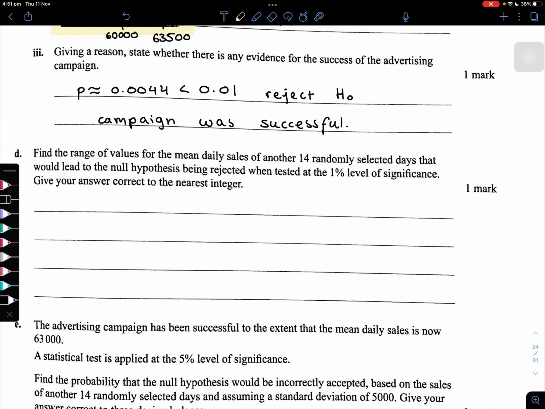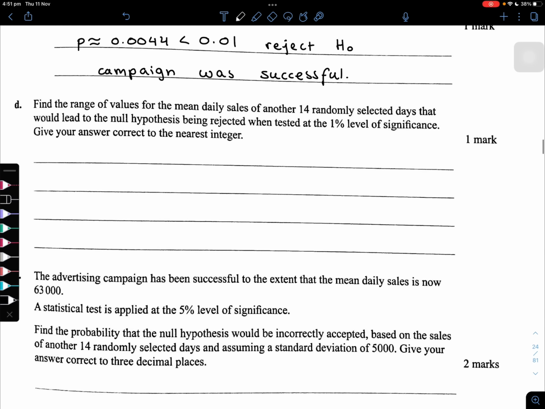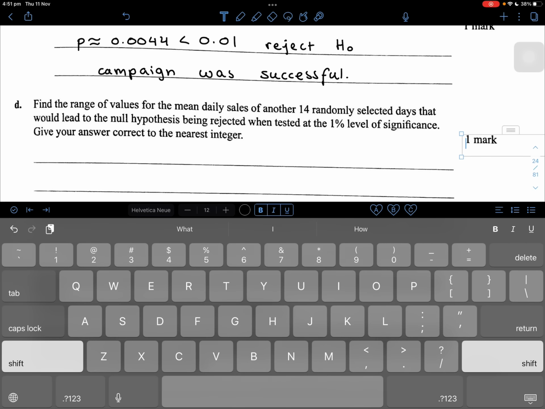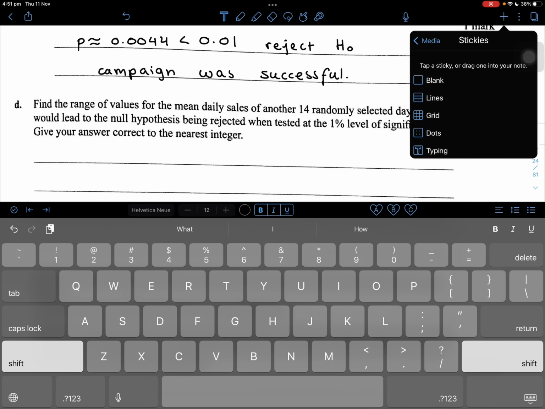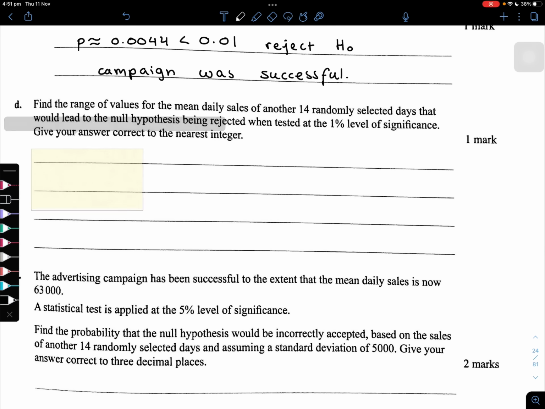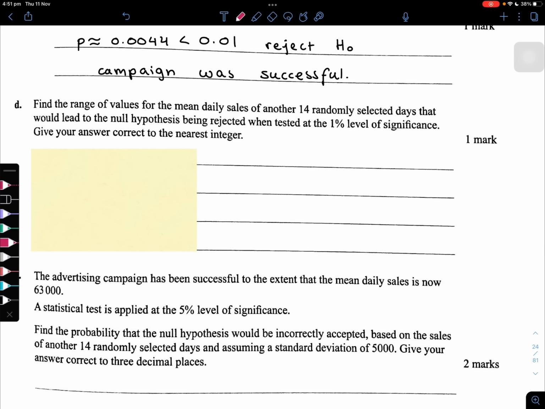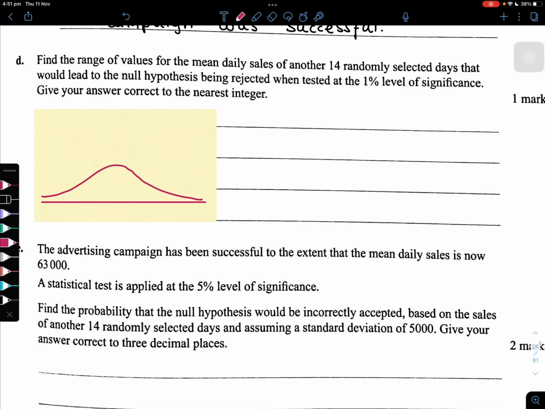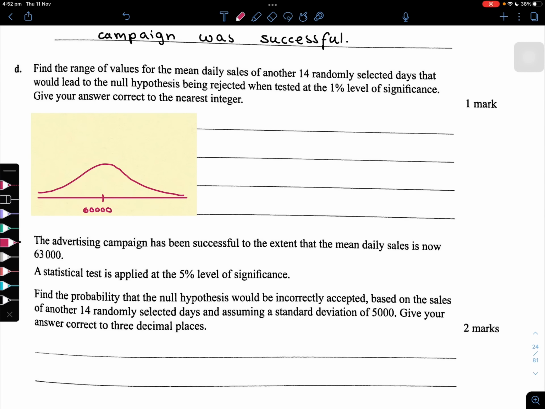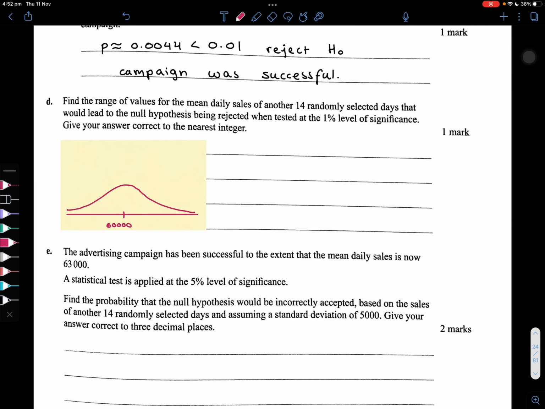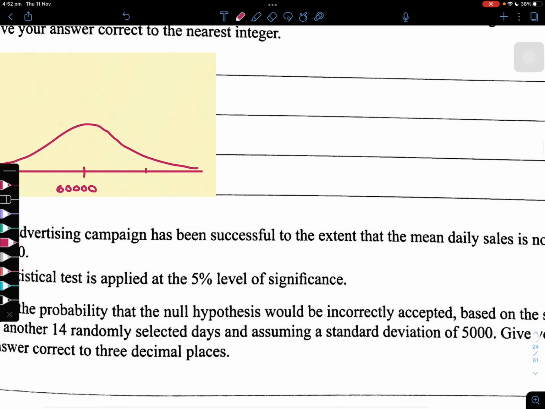Find the range of values for the mean daily sales of another 14 randomly selected days that would lead to the null hypothesis being rejected when tested at the 1% level of significance. Okay, let's put in our sticky note so we can draw. Now with these questions, as always, I recommend to draw a normal distribution. Okay, now here we're saying our mean is 60,000. Find the range of values, null hypothesis being rejected.